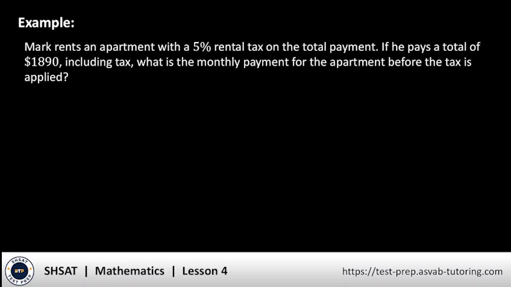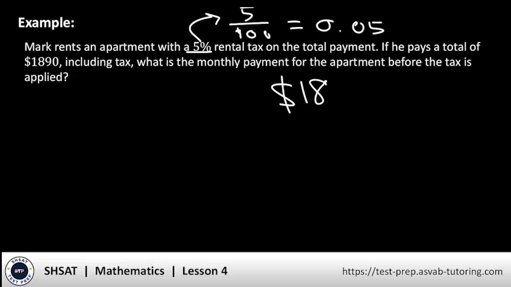Mark rents an apartment with 5% rental tax on the total payment. Okay, so that's 5%. We can either write 5% as 5 over 100, or as we know, if we want to convert that to a decimal, it can also be equal to 0.05. Now, if he pays a total of $1,890 including tax, so we already know the total amount of money that he is going to pay, which is $1,890, and that is including tax, the original amount plus the tax. What is the monthly payment for the apartment before the tax is applied?